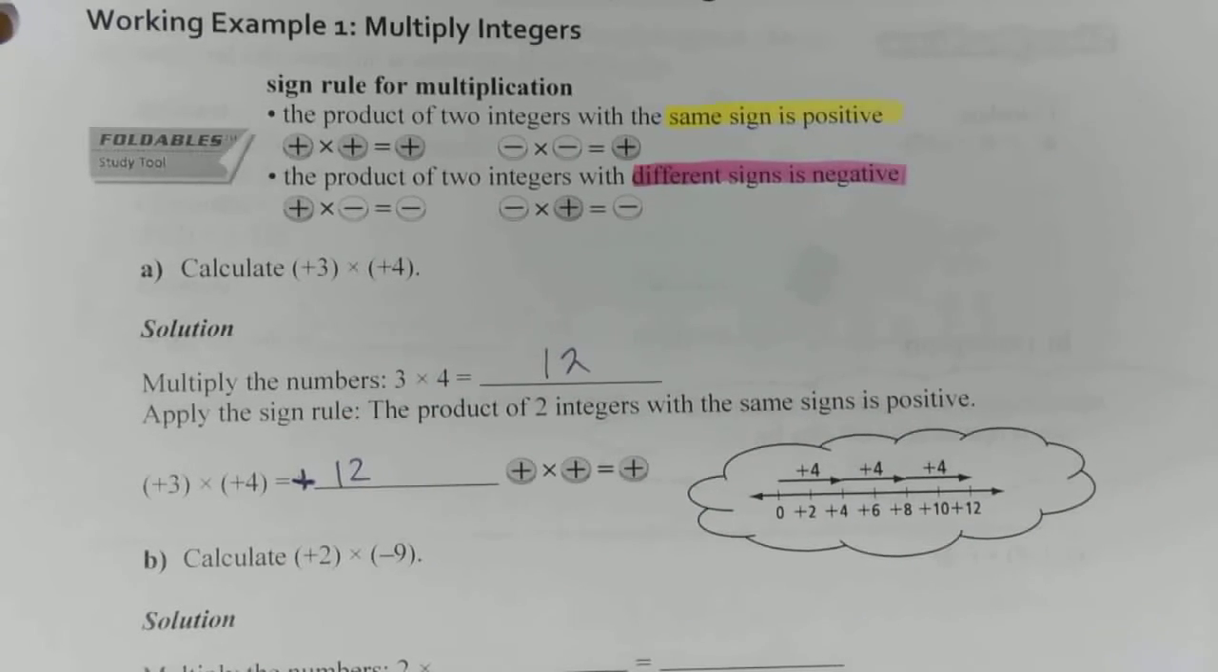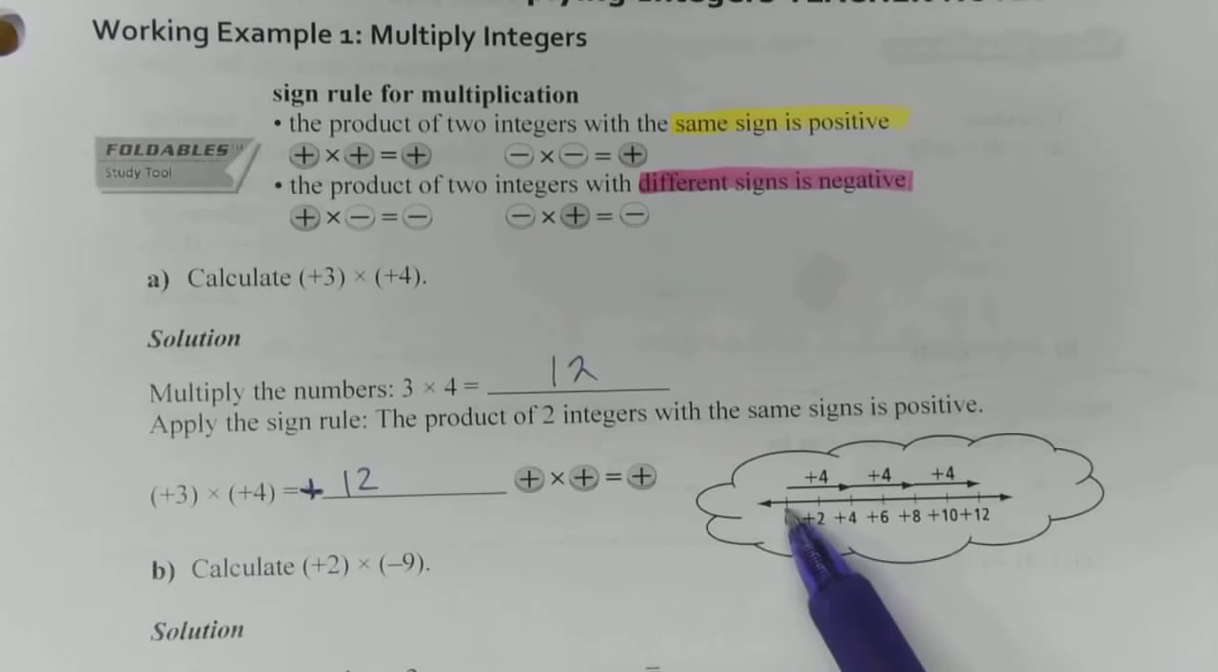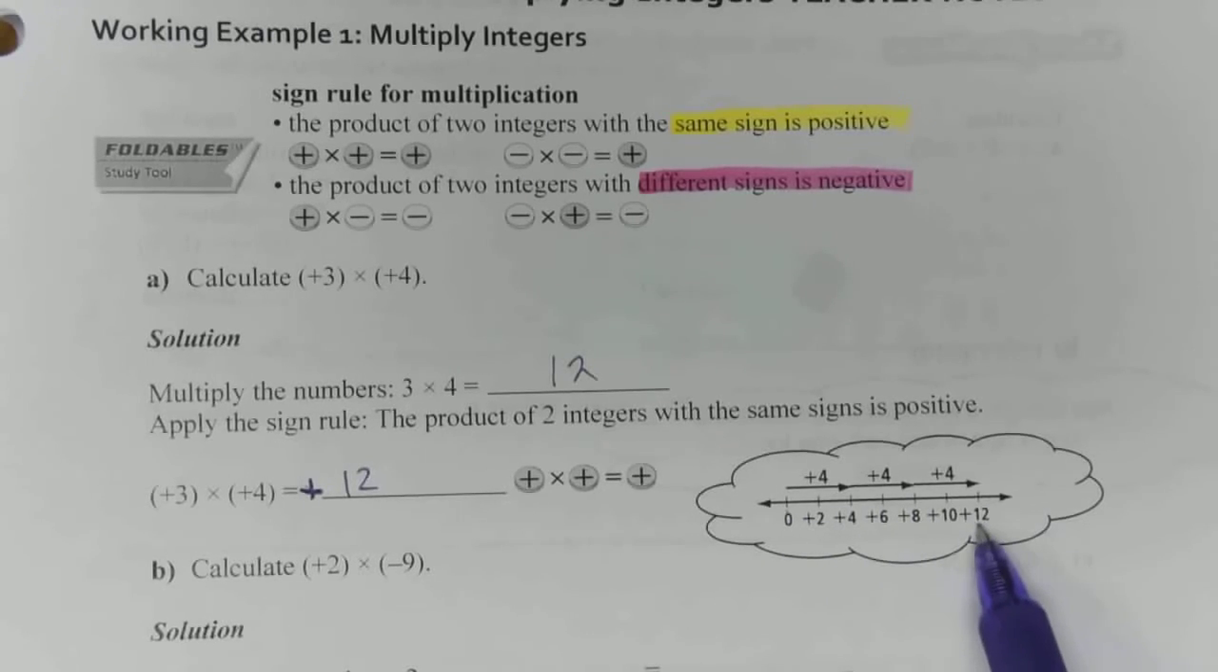Now on a number line you can look at it. Well, 3 times 4 means there's 3 groups of 4. So you always start at 0 and you do one group to 4, another group of 4 and another group of 4. It will land on 12.